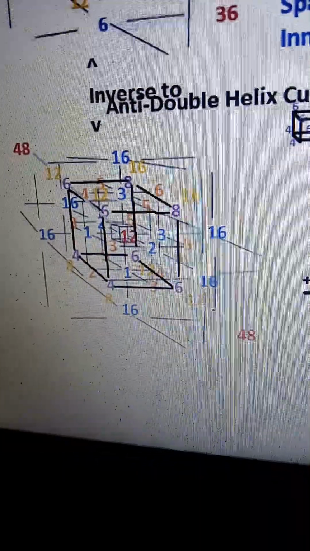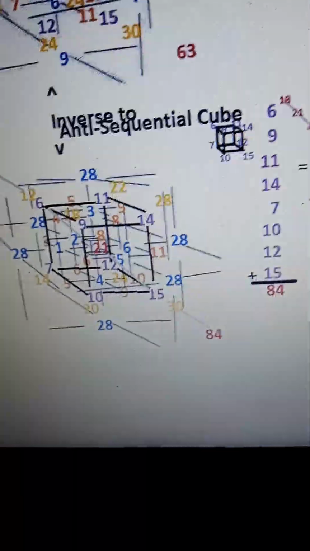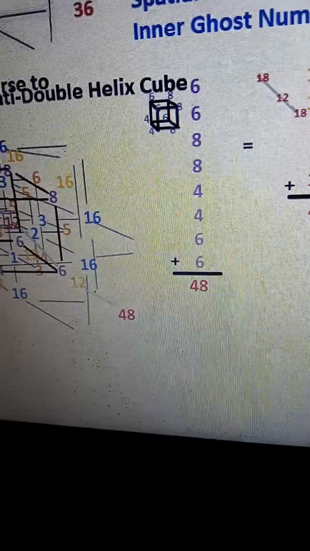They flipped. 12 in the center, 48 on the outside, and 21 in the center and 84 on the outside. 84 and 48 are opposites. This is a hyper anti-double helix cube and a hyper anti-sequential cube.